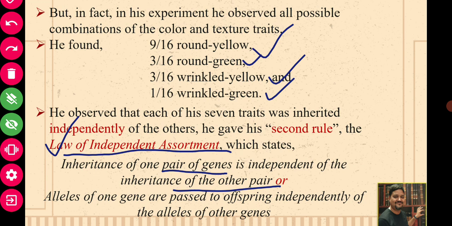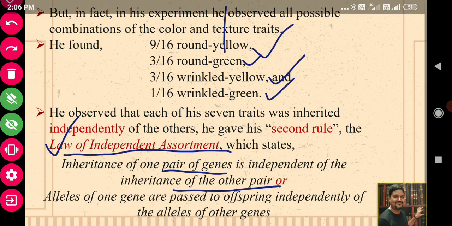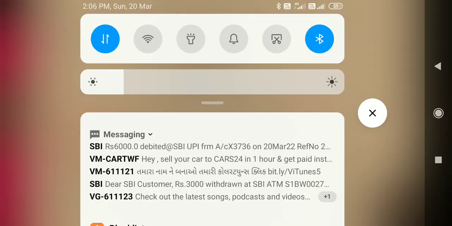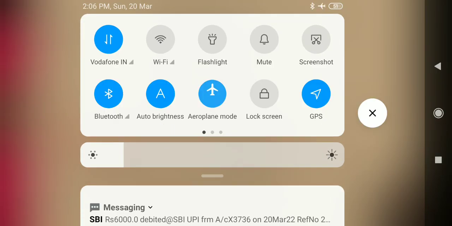Or we can understand it in a different way: alleles of one gene are passed to the offspring independently of the alleles of another gene. So he was considering alleles present at different loci. Previously, at the time of the law of segregation, he told about the alleles of a single locus, alleles of a gene present at a single locus. But now he was referring to the alleles of different loci.